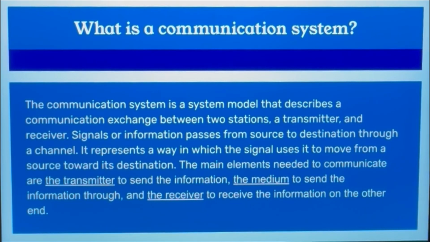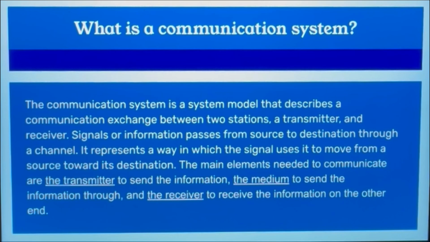The communication system is a system model that describes a communication exchange between two stations, a transmitter and a receiver. Signals or information pass from source to destination through a channel. It represents the way the signal uses to move from a source toward its destination. To transmit signals in a communication system, the signal should first be processed, from signal representation to signal shaping, until it is encoded and modulated.